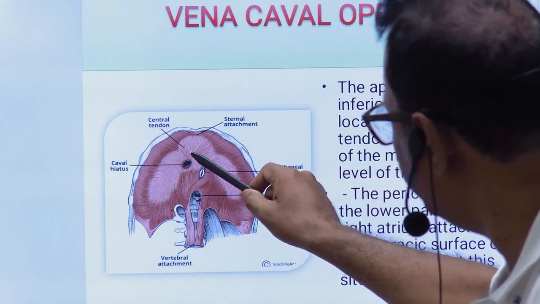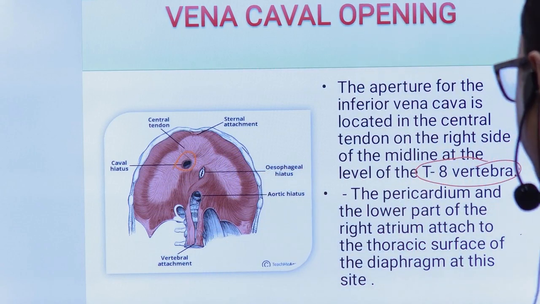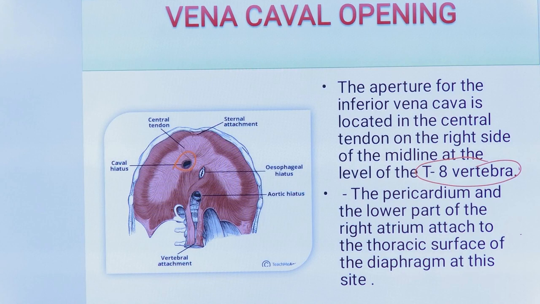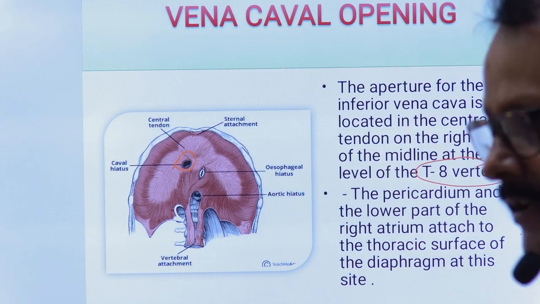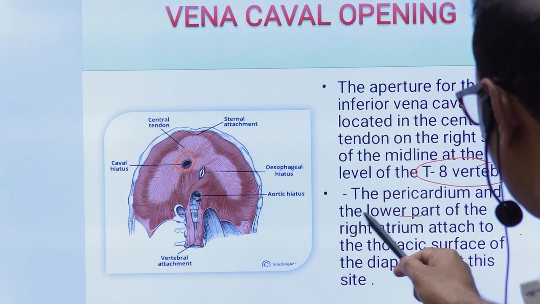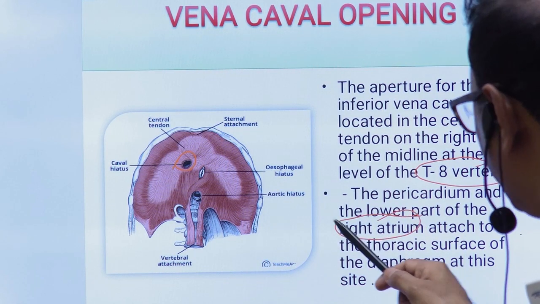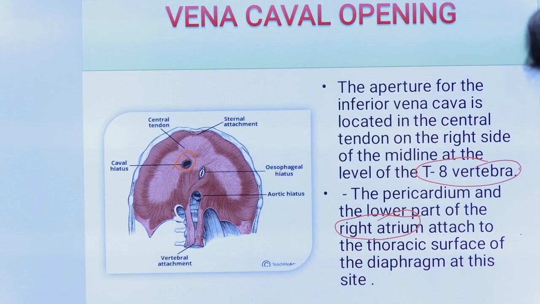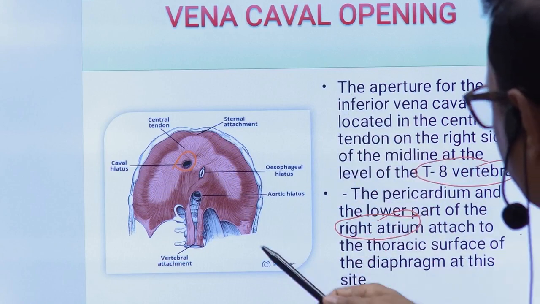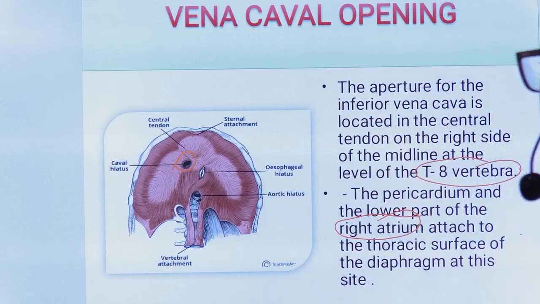This is situated in the central tendon, and the right vena cava is there. That means we must have the right atrium over the diaphragm. It is situated just over the right atrium, just over the diaphragm, and through which it will easily pass through this one.